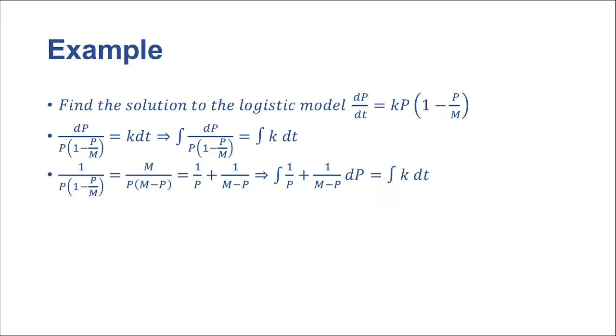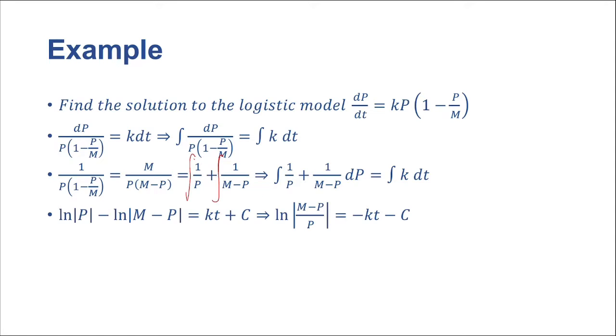So we are going to separate that into partial fractions. The coefficients are 1 and 1. We get 1 over P plus 1 over M minus P. You can easily integrate both of these, both natural log integrals actually. You get the integral of 1 over P plus 1 over M minus P dP is equal to the integral of k dt. And obviously this is easy to solve. We get natural log absolute value of P minus natural log absolute value of M minus P is equal to kt plus C. We've got to remember the integration constant.